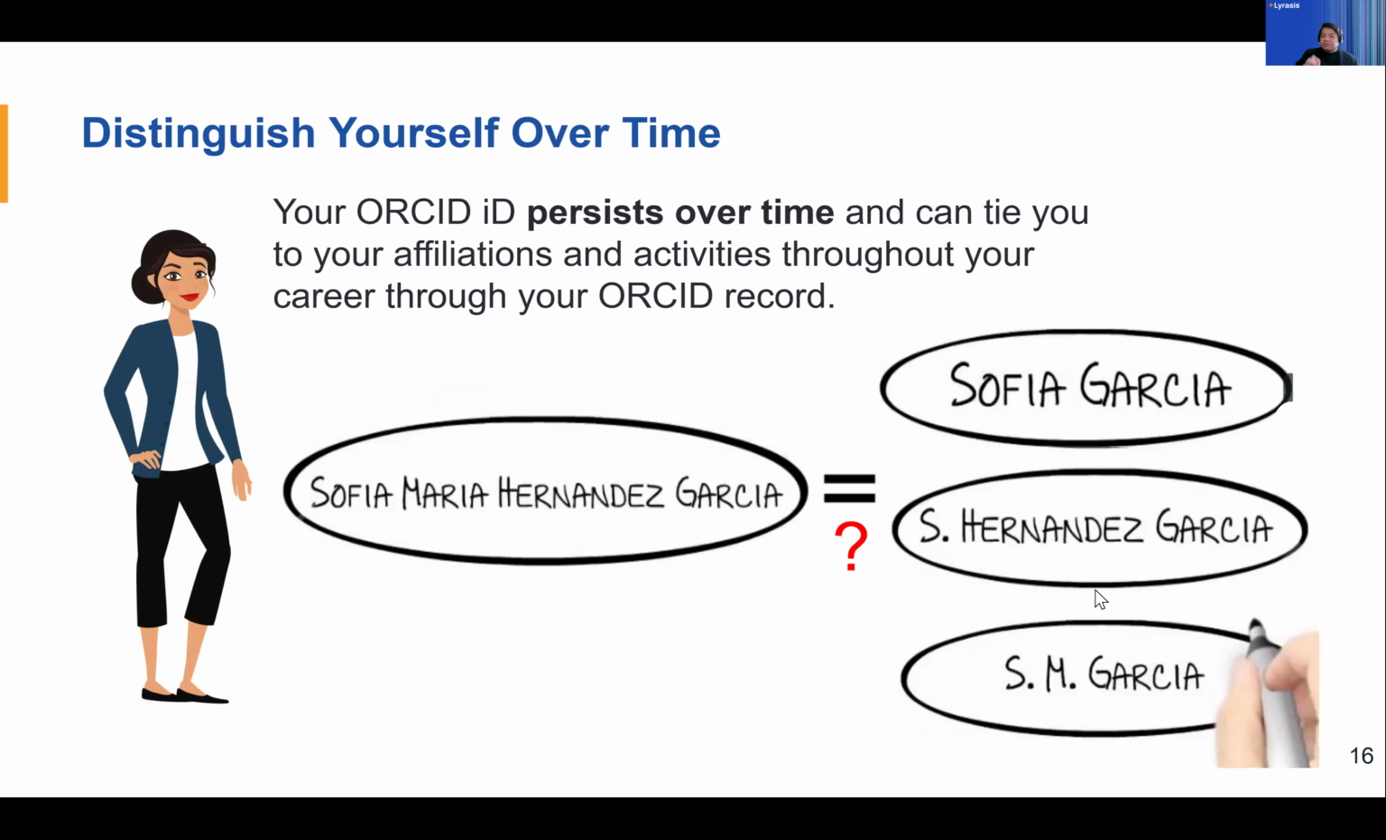It also distinguishes you over time. If you change your name or if you've used different variations of your name, as I have. Sometimes I will use just my initial and then my last name, or it could just be Paolo Guijide. Sometimes I will include my middle name or my middle initial in my articles or any works that I've done. So an ORCID ID persists over time, making sure that with the different variations of the name, it's still you as that researcher.